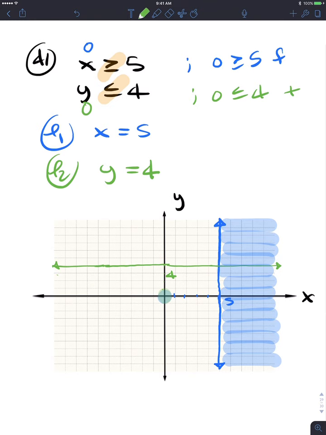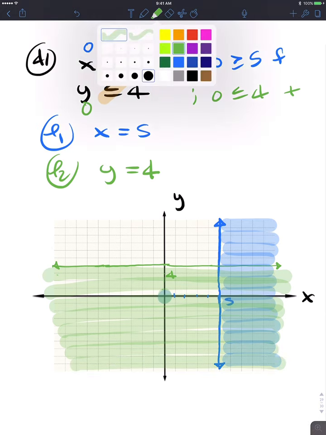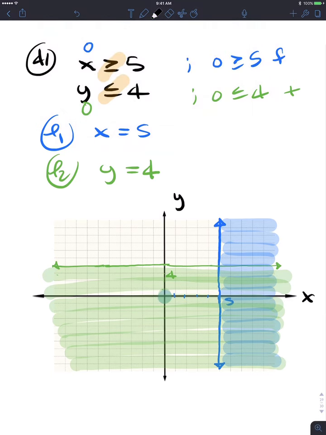So when I shade, we're going to look for the overlap. Regions that are shaded in both. Then we get to keep the points that are in both shaded regions. If we look closely, they are right here. They are everything below this green line and to the right of the blue line. This is what we're looking for.